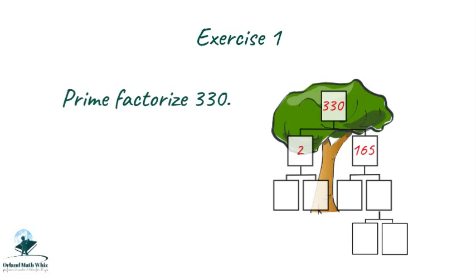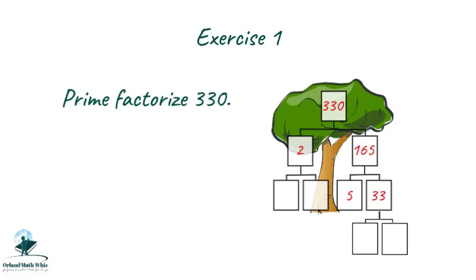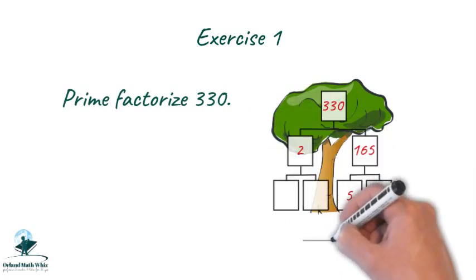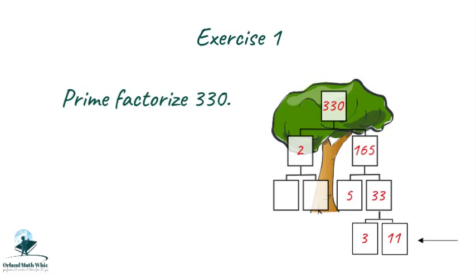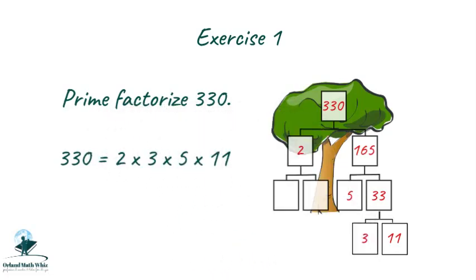165 is not divisible by 3. But any number that ends with either 0 or 5 is divisible by 5. So, the next prime branch is 5 times 33. Since 33 is divisible by 3, we break this branch down to 3 times 11. Since we have broken down 330 into its prime parts, we are done with prime factorizing the number. Therefore, 330 is 2 times 3 times 5 times 11.